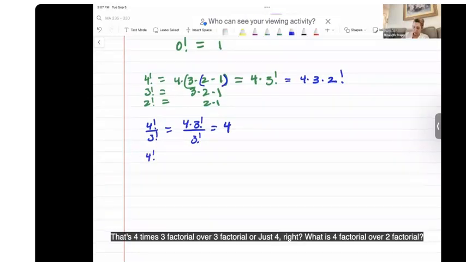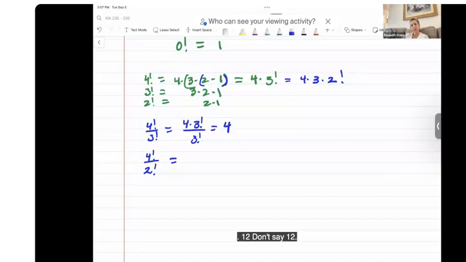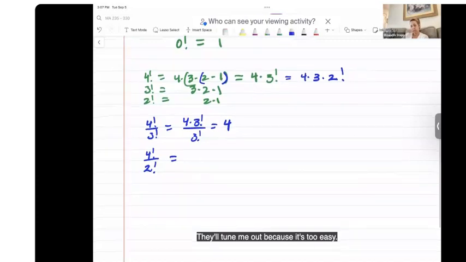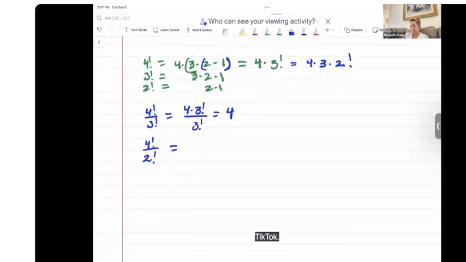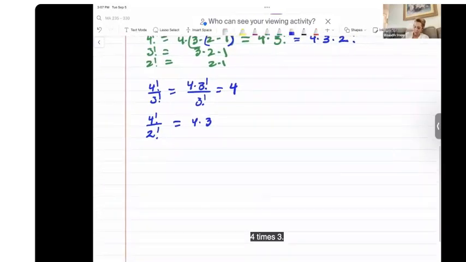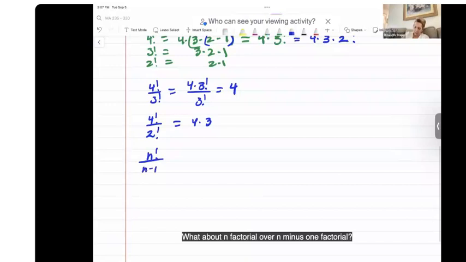What is 4 factorial over 2 factorial? Don't say 12. Don't say 12. They'll tune me out because it's too easy. 4 times 3. What about n factorial over n minus 1 factorial?